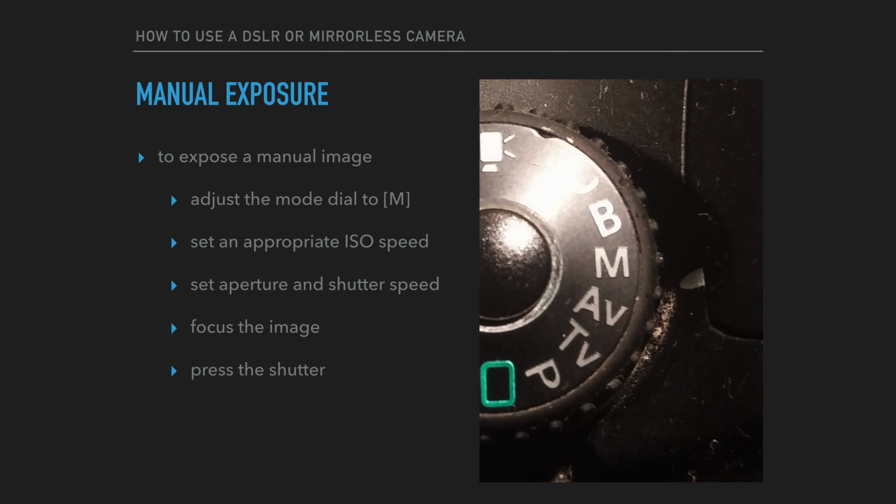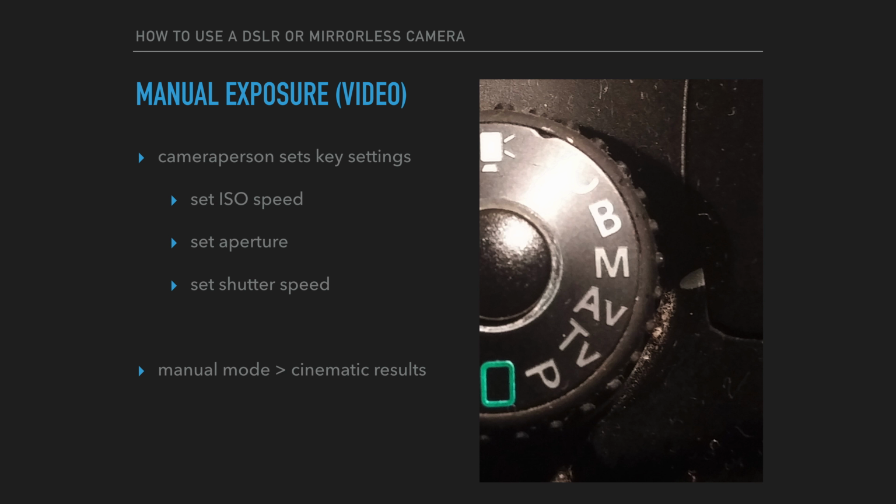Now, to expose a manual image, there are only 5 steps involved. First, you have to adjust the mode dial to M setting. Second, set an appropriate ISO speed. Third, set the aperture and the shutter speed. Fourth, focus the image. And fifth, press the shutter button to take the image.